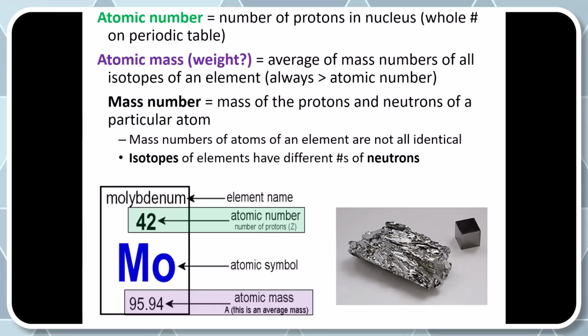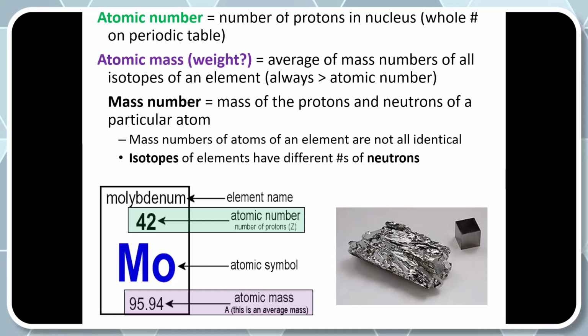So then if we look at the periodic table, you can see on this example there, I've highlighted the atomic number and the atomic mass. So the atomic number is the number of protons in the nucleus. So it's that whole number on the periodic table. The atomic mass is the average mass numbers of all of the isotopes of an element. Remember, isotopes can have different numbers of neutrons. So the atomic mass is always going to be more than the atomic number.